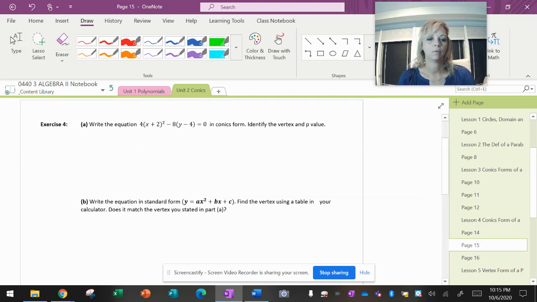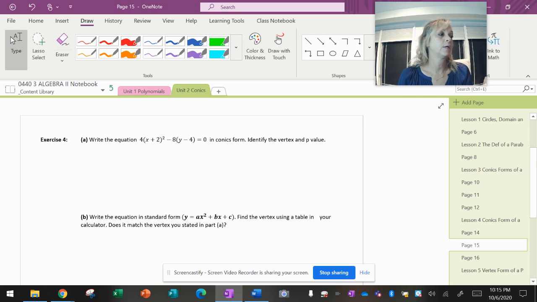All right, so the last problem of the day is 4. When we look at 4, it says write the equation. Okay, there's my equation.